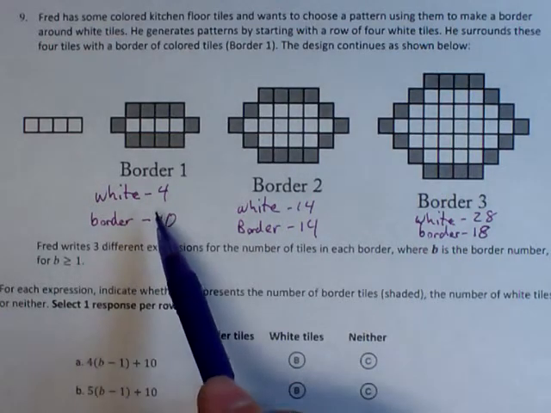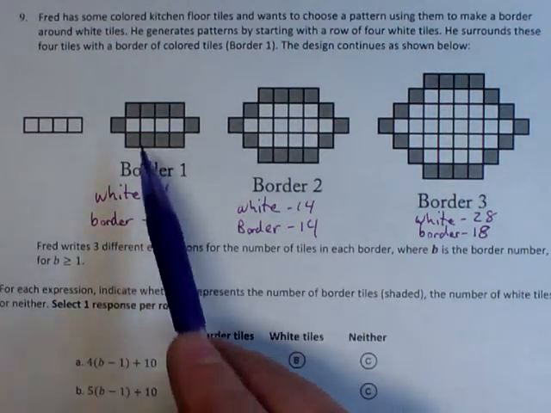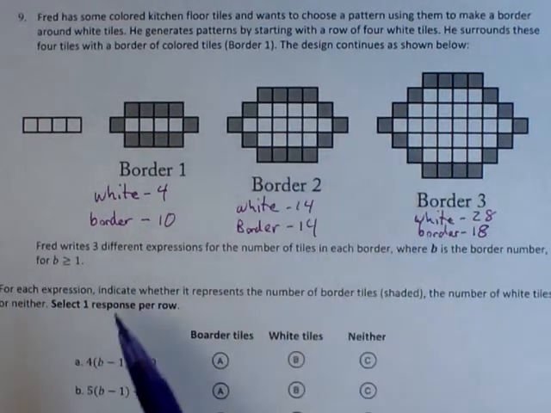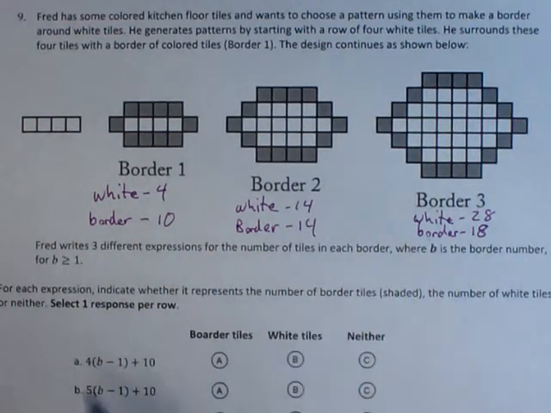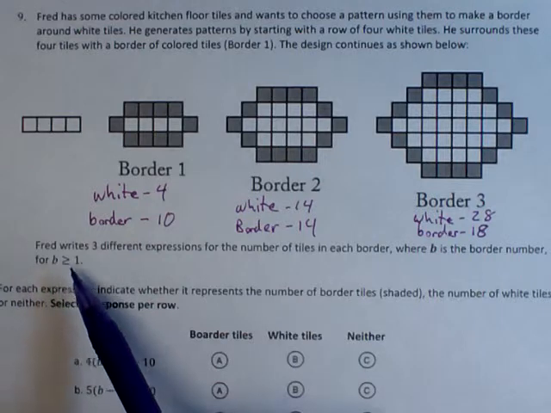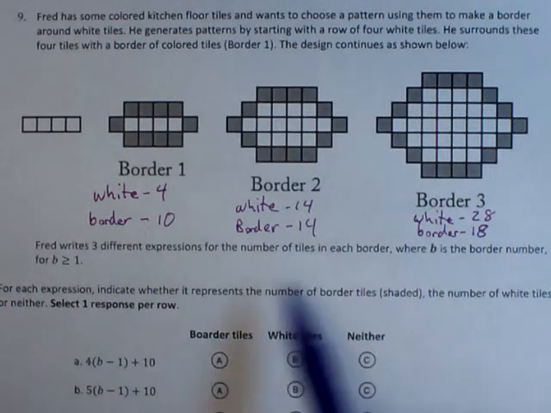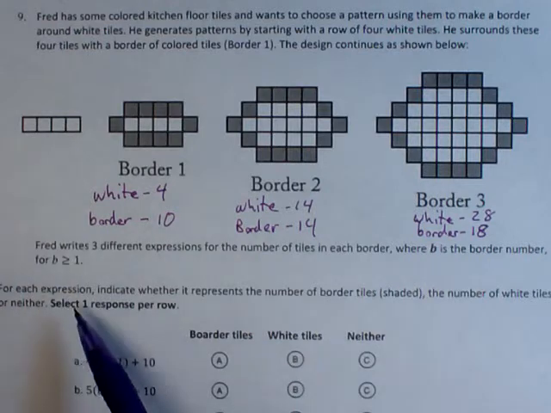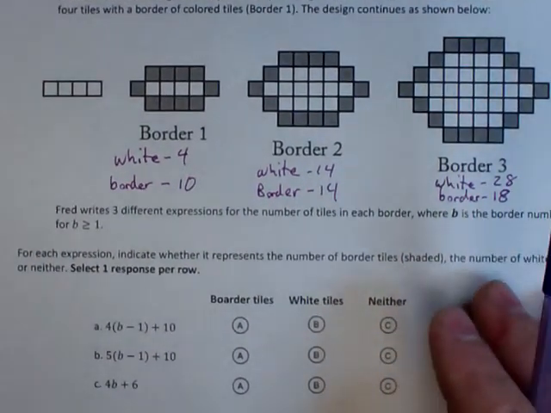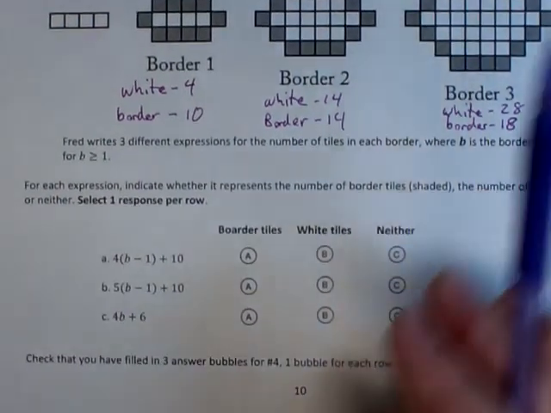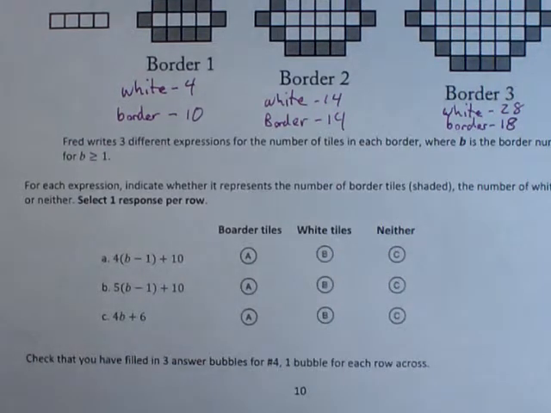So you can see here I've just counted the number of white tiles in each border and the number of border tiles. Fred writes 3 different expressions for the number of tiles in each border, where b is the border number for b greater than or equal to 1. For each expression, indicate whether it represents the number of border tiles, the number of white tiles, or neither. Select one response per row.